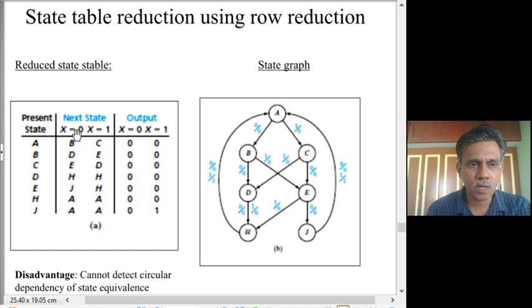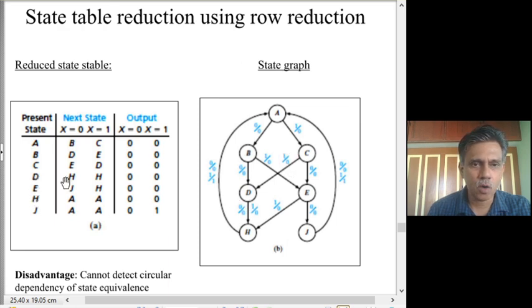D, when a 0 occurs, you go to D, producing a 0. When a 1 occurs, you go to E, producing a 0. 0 means 0, 1 means 0. Well, now in C you go to E or D for 0 or 1. In C, for 0 you produce a 0 and go to E. For a 1 you produce a 0 and go to D.